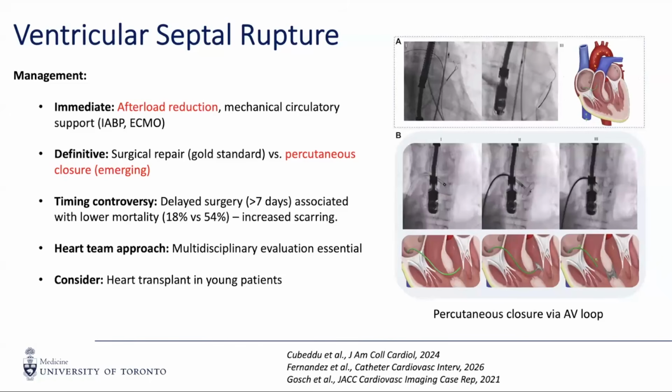We actually have a case that I'll talk about at the end of the presentation that underwent percutaneous closure here at St. Michael's Hospital. Essentially, this is emerging evidence that is done through an AV loop where they go through the venous system and the arterial system, and they pull in a VSD closure device to close off the ventricular septal rupture. In terms of timing of surgery, the classic teaching was that if you're able to delay surgery for up to 7 days, because of the increased scarring, you're more likely to have lower mortality rates. Nevertheless, a lot of times you don't have that luxury just because those patients are very, very sick.